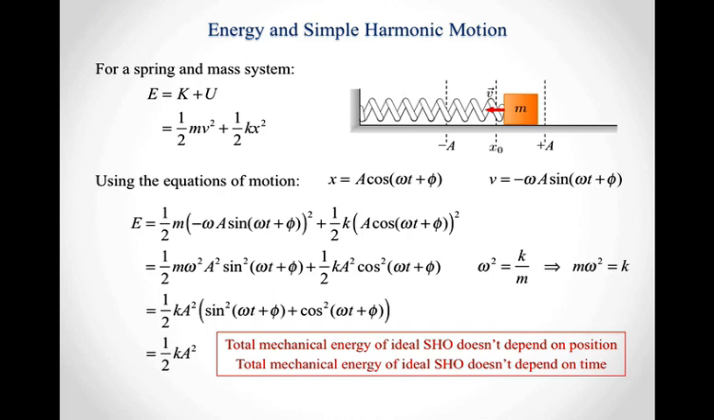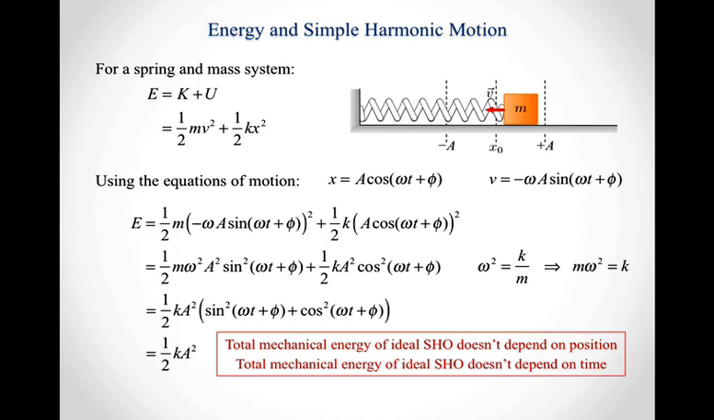The second thing I noticed from this equation is that I actually started with equations in my equation of motion that did depend on time, but that time dependence disappeared. So the total mechanical energy of my ideal simple harmonic oscillator also doesn't depend on time. So it doesn't depend on what the position is, it also doesn't depend on when. So how far after you've let this go, it also doesn't depend on that.